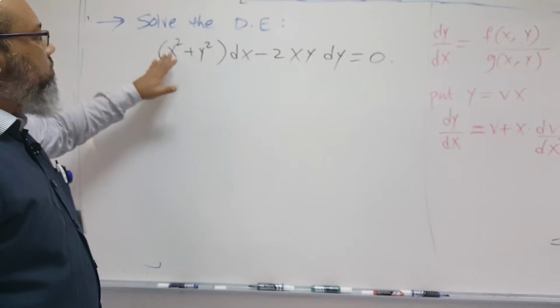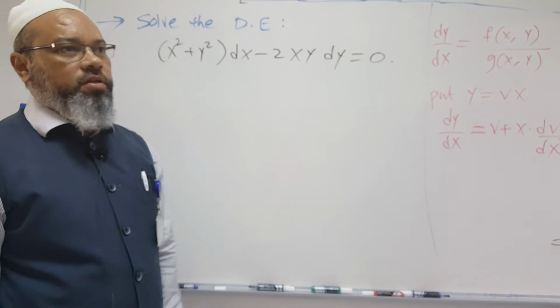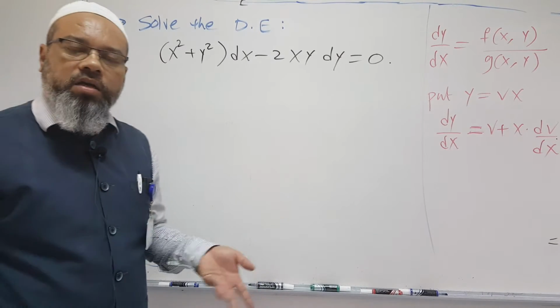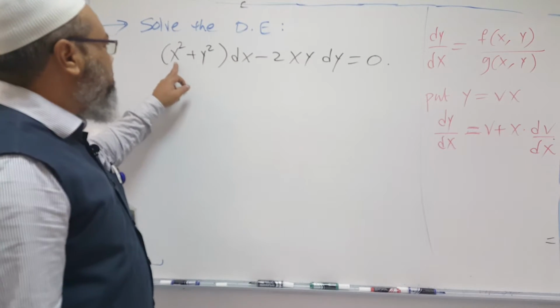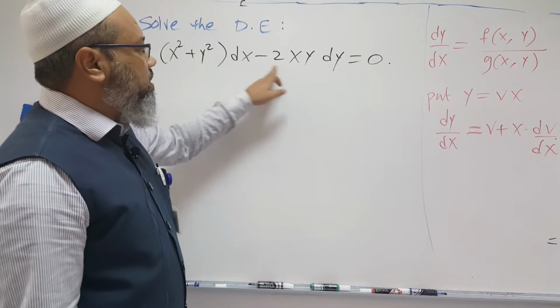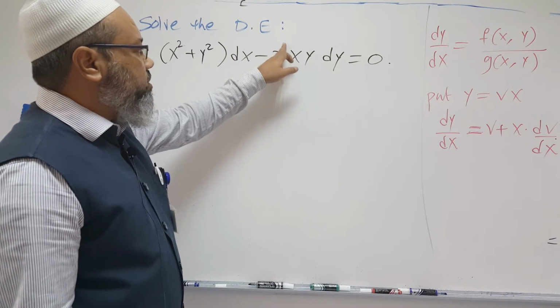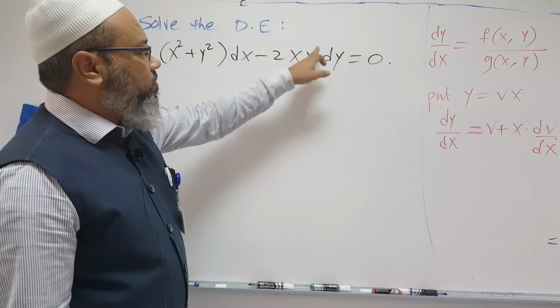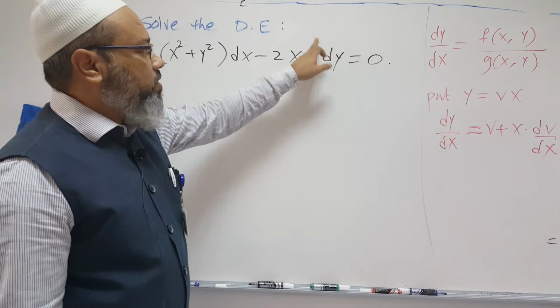So can we solve this with the homogeneous differential equation method or not? For that we need to check the degrees of all terms. What is the degree of the first term? 2. Degree of the second term? 2. Same. The degree of this term, this is a constant, no need to take 0, because the degree of x1, the degree of y1, because of this multiplication, is 1 plus 1, 2.